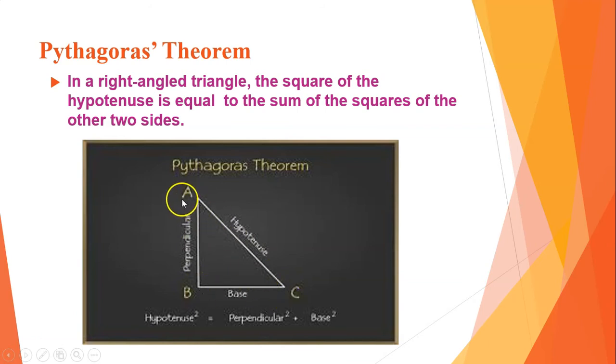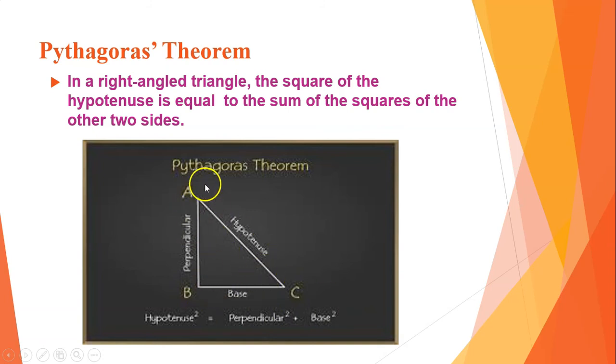So in this right angle triangle, the square of the hypotenuse, hence we write hypotenuse square, is equal to the sum of the squares of the other two sides. Hence I have written perpendicular square. Perpendicular is nothing but the height. You can also write over here height square plus base square. So what is the meaning of Pythagoras' theorem? In short, hypotenuse square is equal to perpendicular square plus base square.